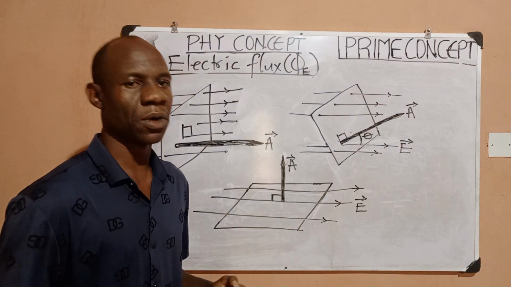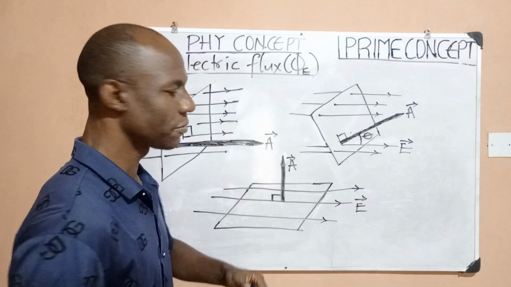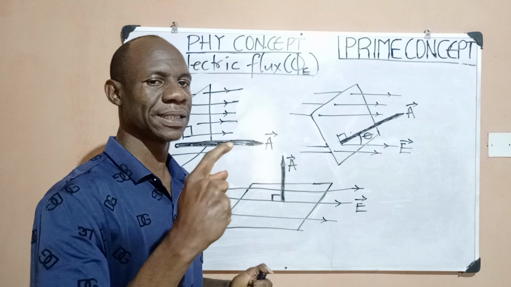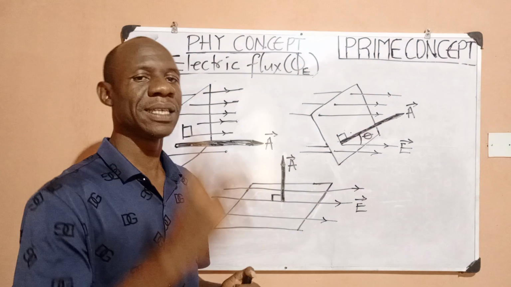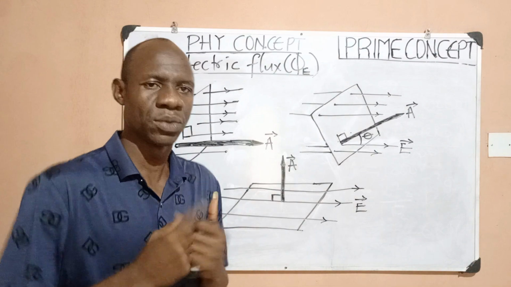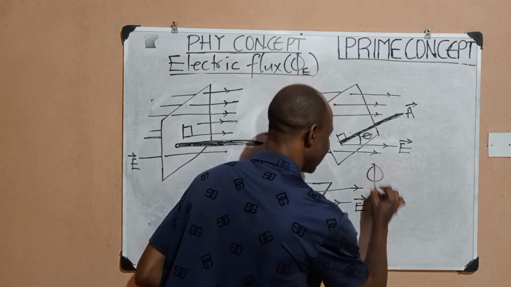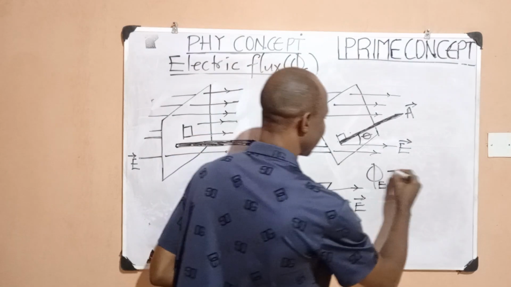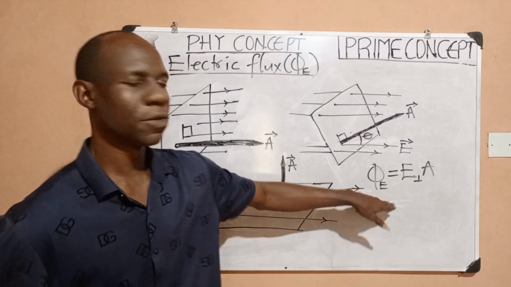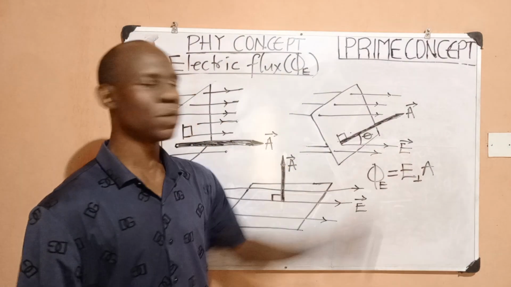Now let's look at some of the possibilities and relationships for electric flux. Electric flux is defined as the number of field lines passing perpendicularly through a surface. That is to say, electric flux is the product of electric field E and the surface area A. Mathematically, electric flux phi E is given as E perpendicular to A. So this is the formula for electric flux: E, which is electric field, perpendicular to the surface.